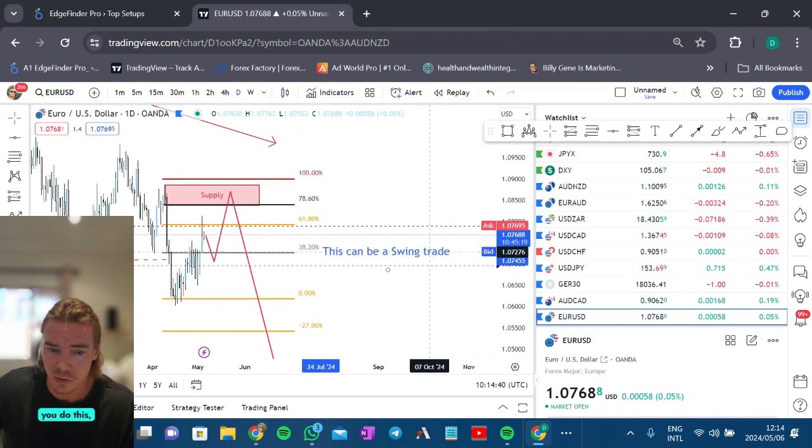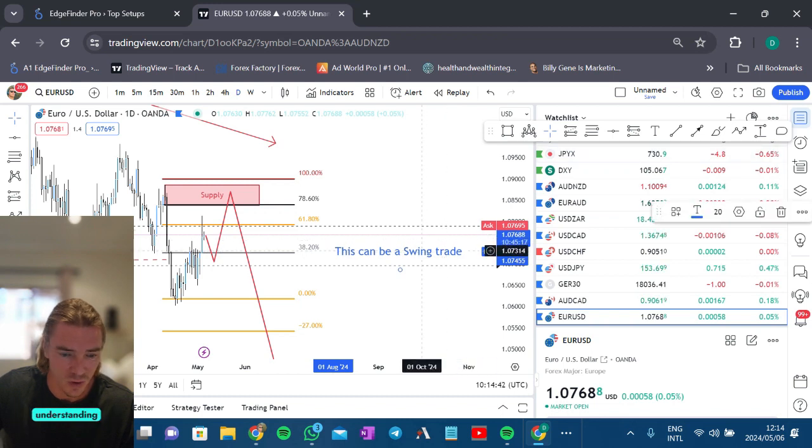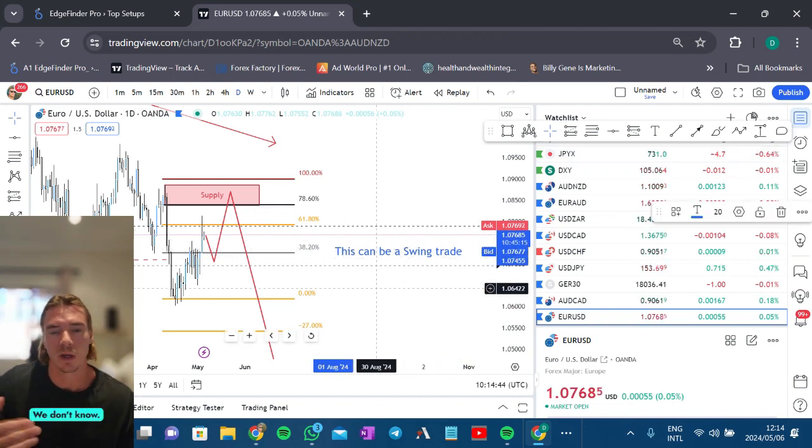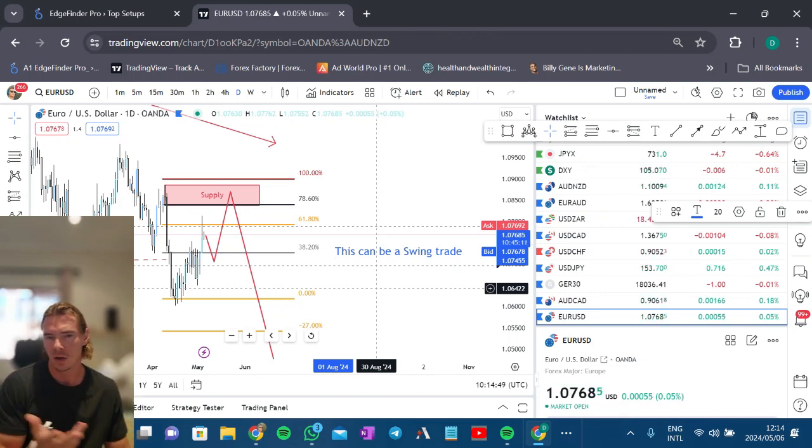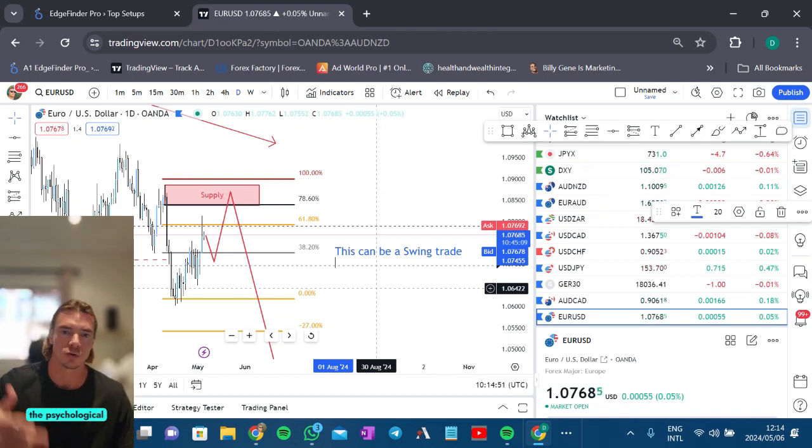And guys, the more you do this, the better you'll get at understanding where the market's going, because we don't know. No trader knows, because if we did know, then why would we even be trying to help people understand the psychological barriers that people have in trading? So yeah, main thing is just be consistent with your strategy.